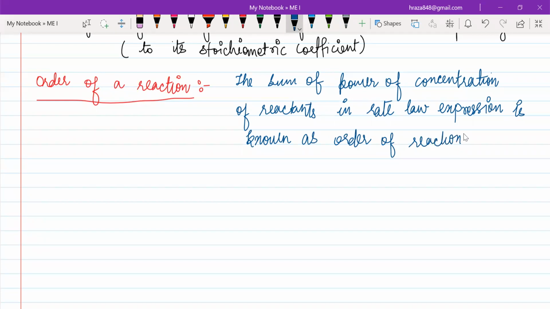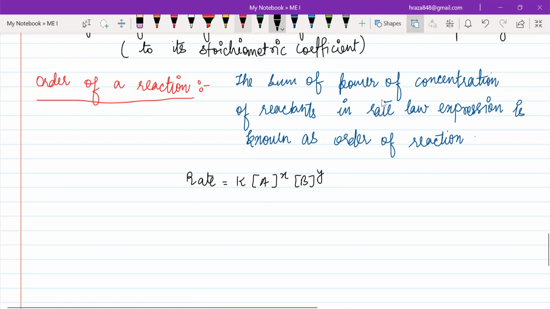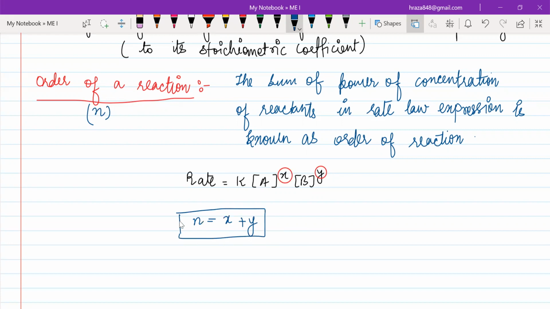It's very easy to understand. If we have a rate law expression, that is k into A raised to the power x into B raised to the power y, then if you add these powers, x plus y, you get the order of reaction, denoted by n.